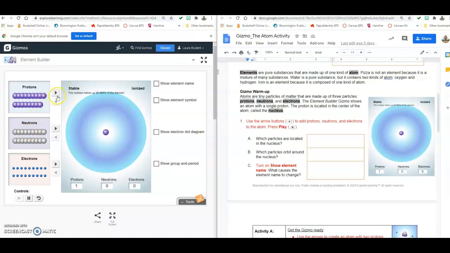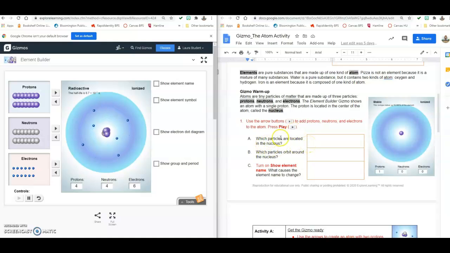So let's do that. Here's the arrow buttons. I've added 4 protons. I can see the number of particles at the bottom of the Gizmo. And I've added some neutrons, and I can see that they've gone into the center as well. I've added some electrons, and they are in the outside part of the atom. So let's take a moment, use this information to answer these questions.